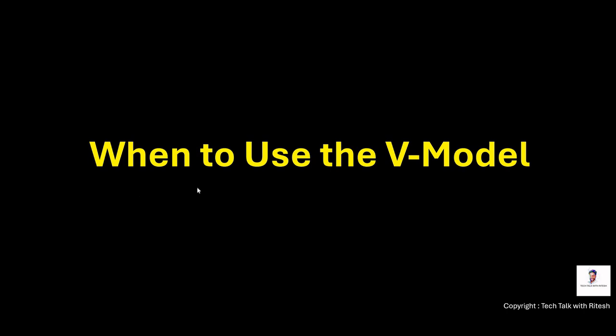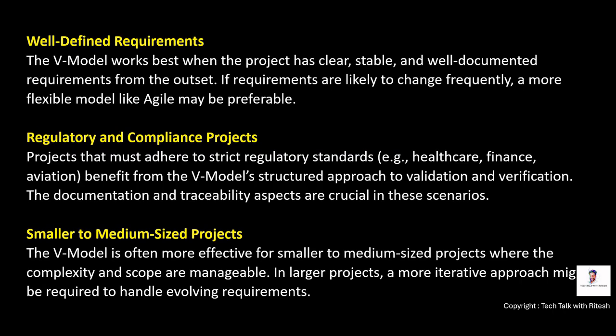Now let's understand when to use the V model, which use cases are appropriate for the V model. Well-defined requirements. The V model works best when the project has clear, stable and well-documented requirements from the outset. So if requirements are likely to change frequently, a more flexible model like Agile may be preferable. If the requirements are fixed and very well defined, then the V model can be considered.